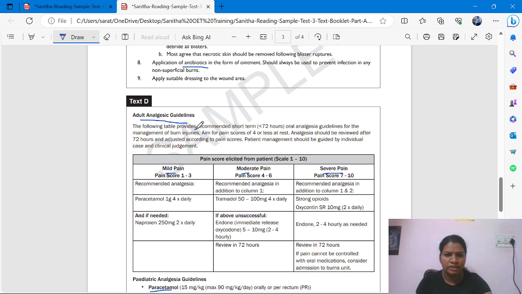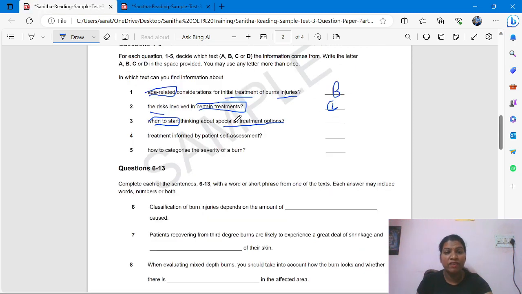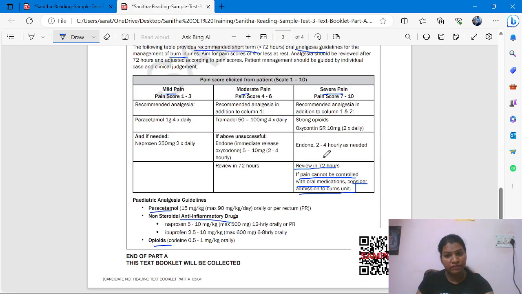The following table provides recommended short-term oral analgesic guidelines for the management of burns: mild pain, moderate pain, severe pain. See, here they are saying review in 72 hours. If pain cannot be controlled with oral medications, consider admission to burn unit. See how we are getting the answers in. Then what is the answer here? D. If pain cannot be controlled with oral medication, consider admission to burn unit.